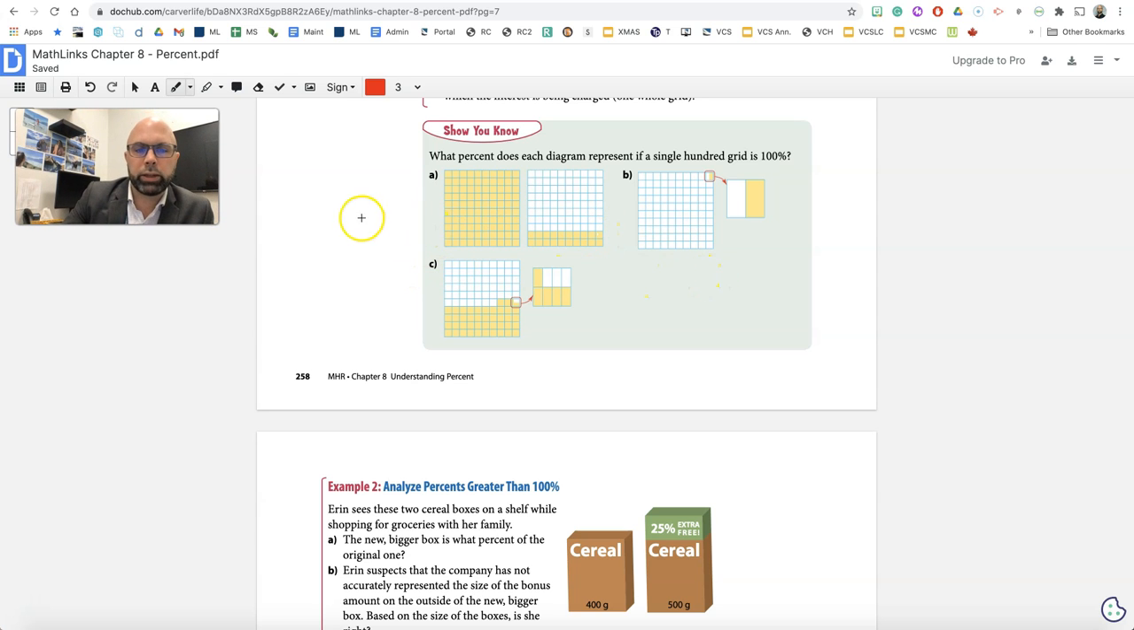Well, this first one would be 120%. The second one would be, now keep in mind this is less than 1%. It's not going to be 1. It's going to be half.